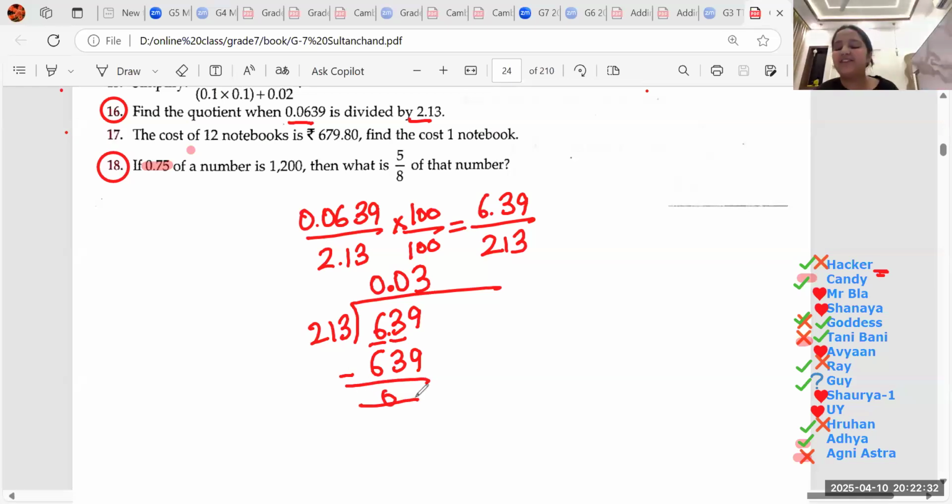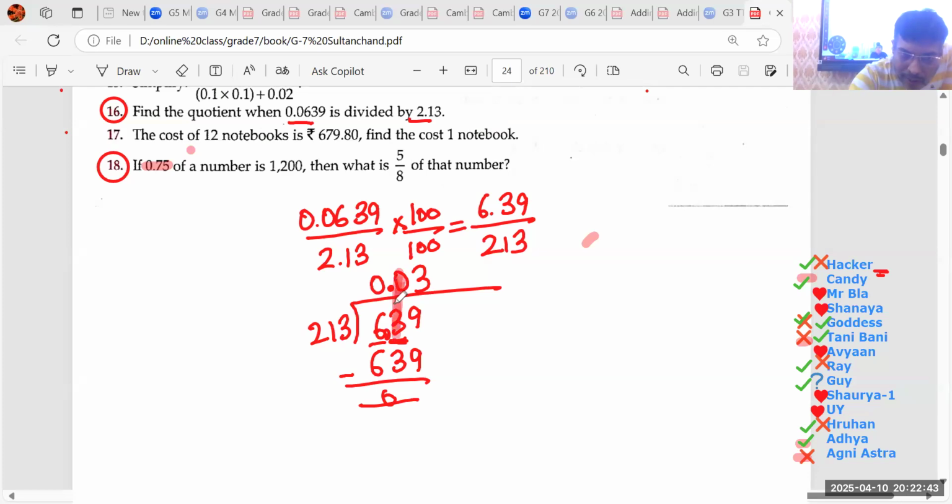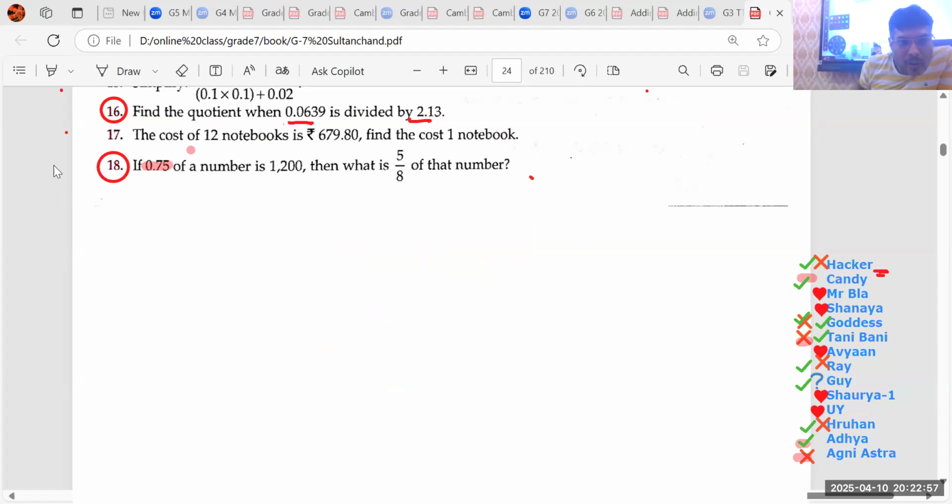Sir, I sent 0.3. Yes beta, because after the decimal if we are not able to divide one digit, we have to put a 0 in the quotient. Next question. It was slightly tricky, but I told you if you convert 0.75 into 3 by 4, your life will be easier.